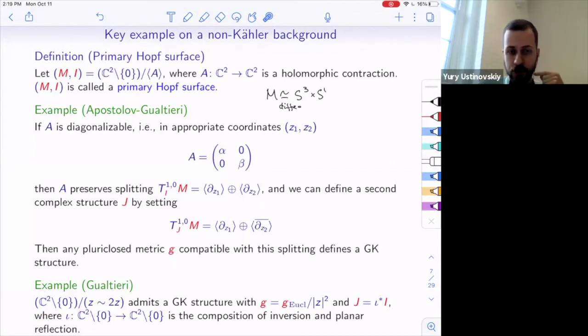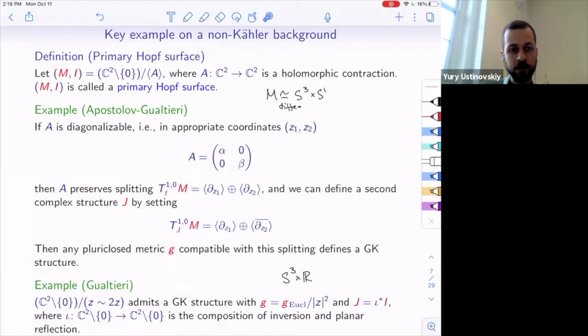So such a Hopf surface also admits a generalized Kähler structure, and a very explicit one. So the metric which you have to take here is a conformally modified Euclidean metric. You take the Euclidean metric on C2 minus the origin, and you multiply it by conformal factors, so it will become invariant under this action. So it will become sort of a cylindrical metric on S3 cross R. Then once you quotient it by the action of your contraction, you will get a genuine metric on the Hopf surface itself. So that's as for the metric.